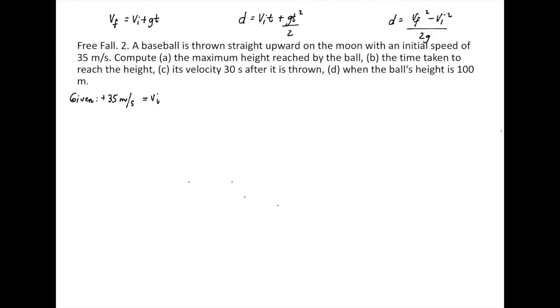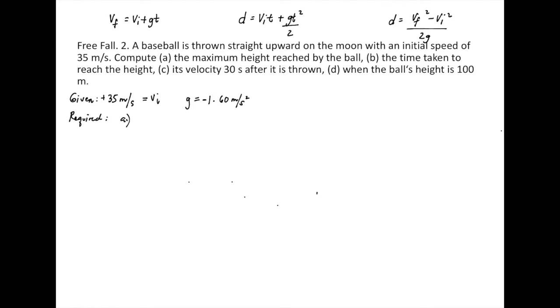Therefore, the value for our G, gravity, is 1.60 meter per second square. That would be the value of our G, and that is negative. So what is the required? Let's try to solve first for letter A.